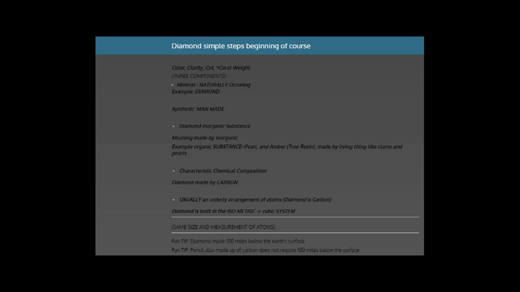Tip here: diamond is made 100 miles below the Earth's surface. A pencil is also made of carbon and doesn't require being 100 miles below the Earth's surface. That you can just read out and figure out on your own. Makes sense. And isometric, or cubic, means the same measurements in a cubic system. We go to the next lesson.